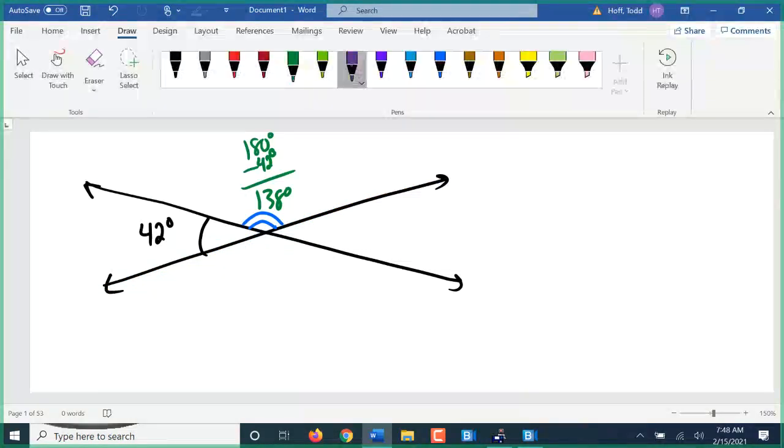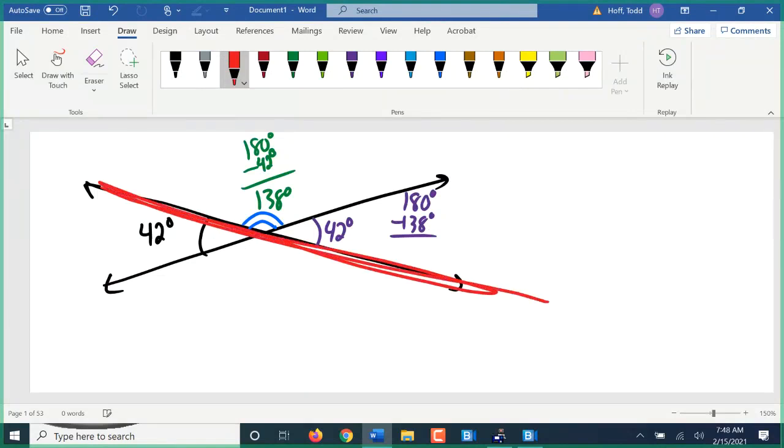Now, what does this angle over here have to be? 42. Good. That would just be the 180 minus the 138 again, giving us 42. Because this is a straight line. Those two angles add up to a straight line. Again, they have to be supplementary.